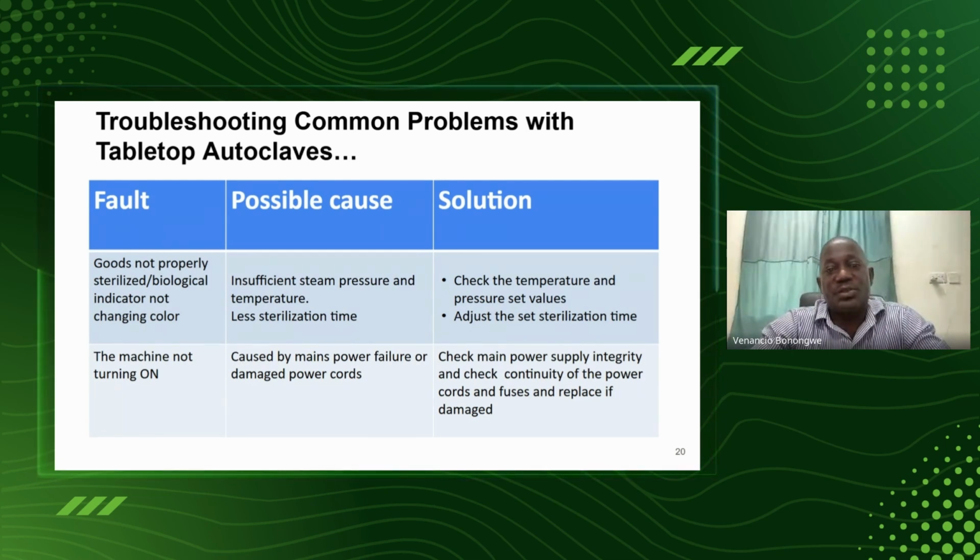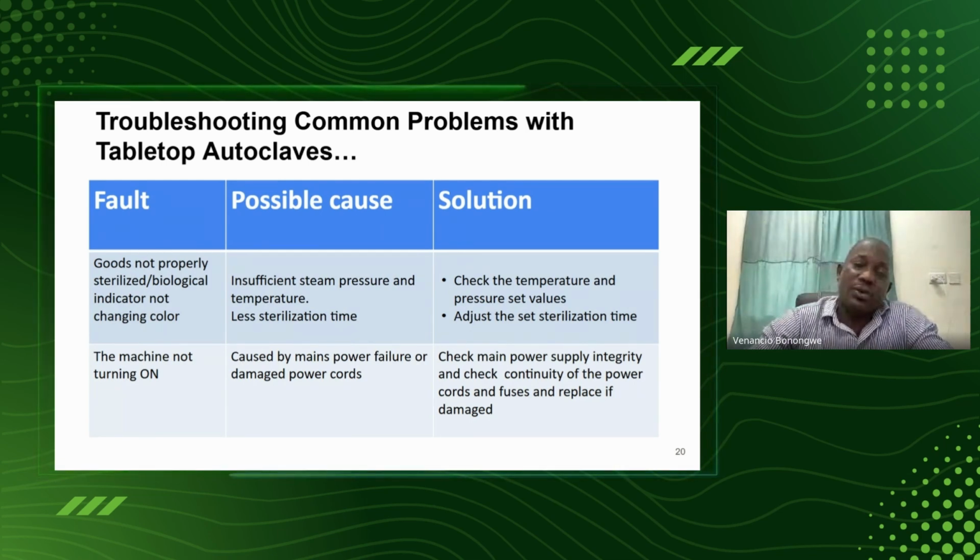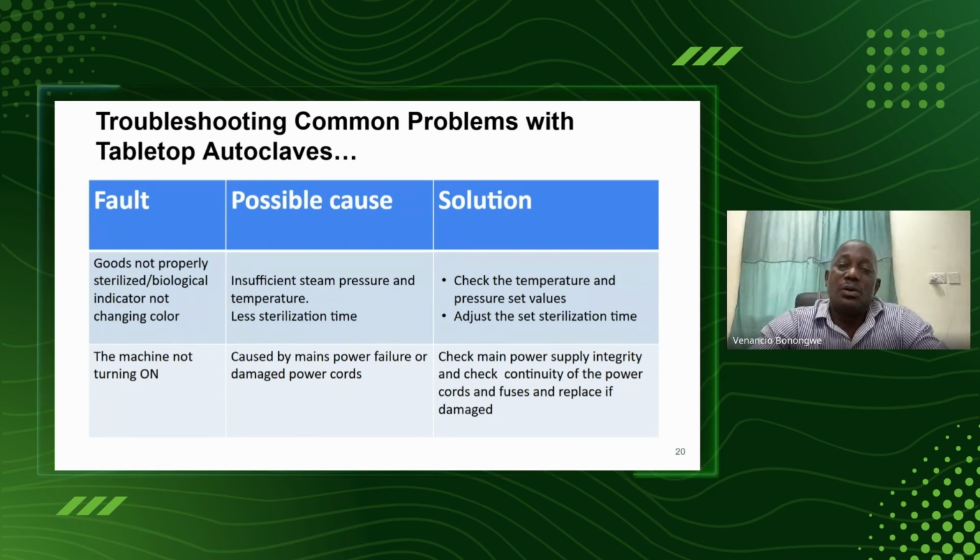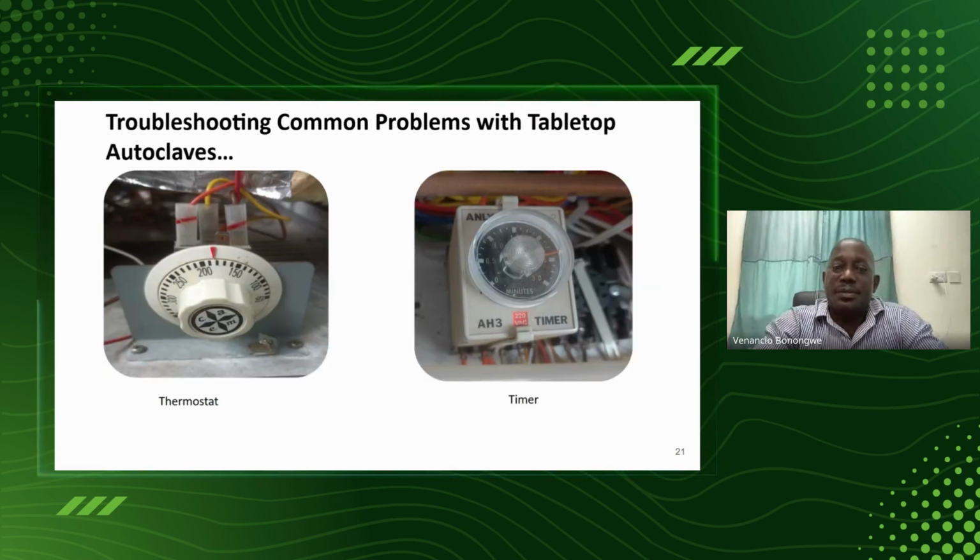Another problem is the machine not turning on. That can be caused by power failure or damaged power cords. So check the power supply integrity and check the continuity of the power cord, check the fuses and replace if damaged. Here in the picture, we are seeing the thermostat.